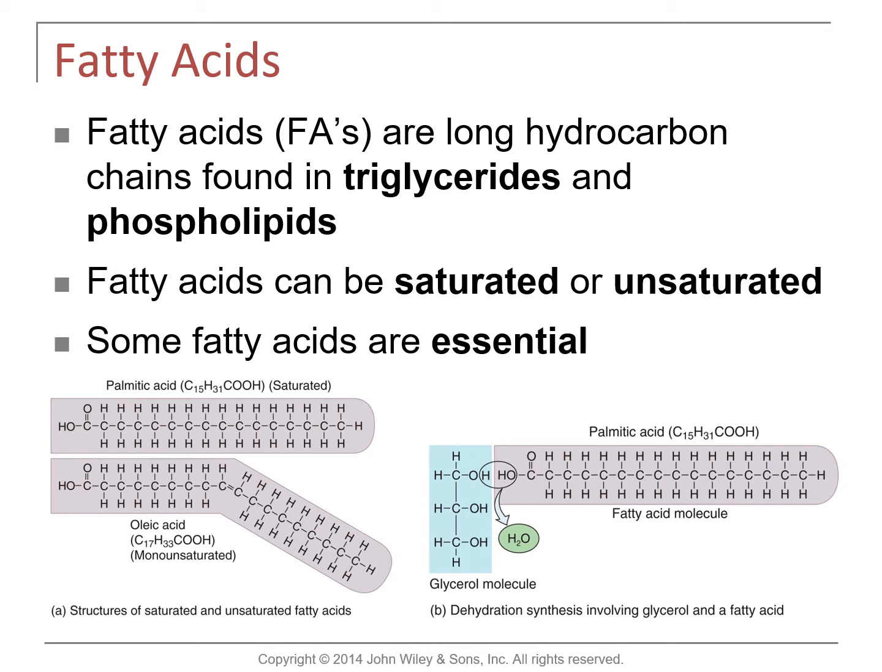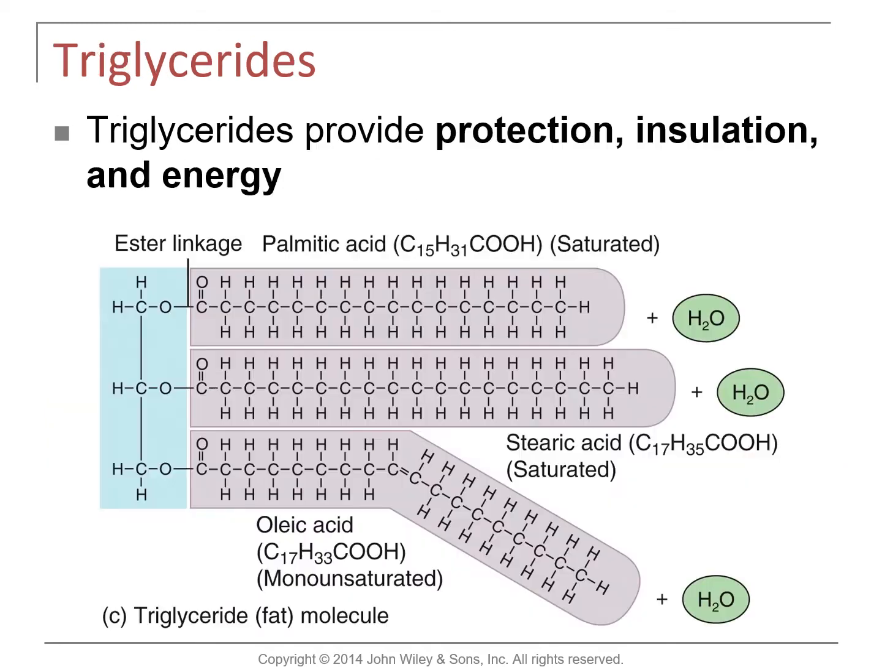The fatty acids are attached to a glycerol backbone shown here in blue to make the triglycerides or phospholipids. So triglycerides are made up of a glycerol backbone to which is attached 3 fatty acid chains. These fatty acids can each be different. So here we have palmitic acid, stearic acid, and oleic acid.